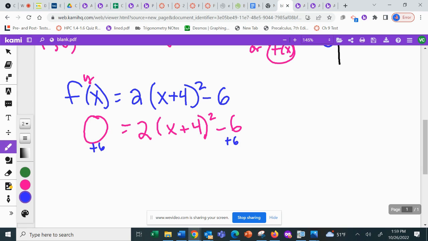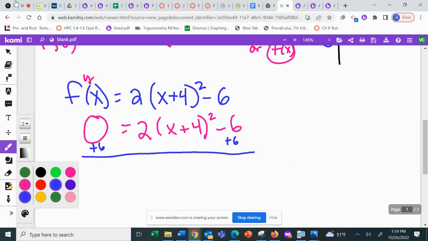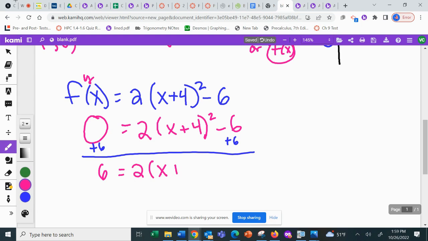So this would be a good thing for some of you to have written down as a, I still don't know how to do this, let me take some good notes on it. So I got rid of that last number, that minus 6. I added 6. It's on the other side now.